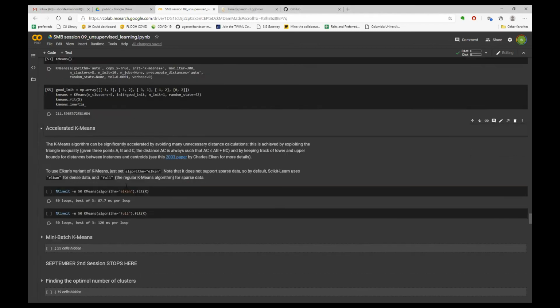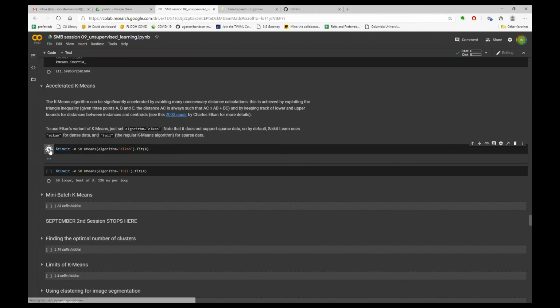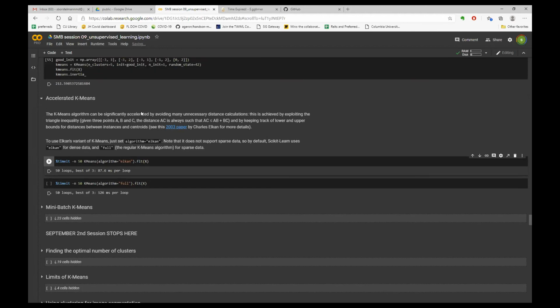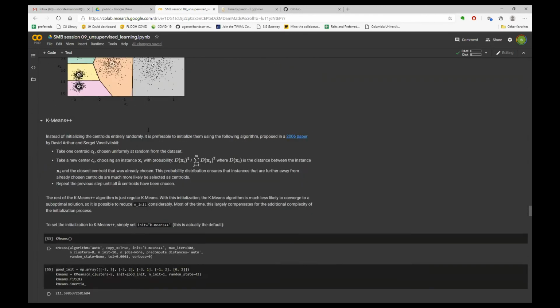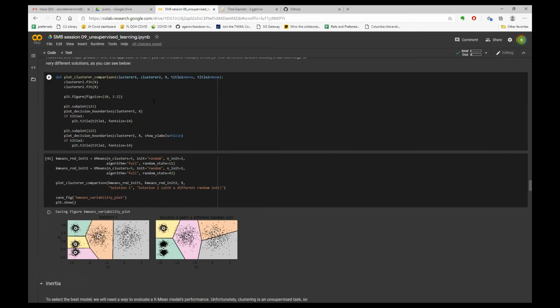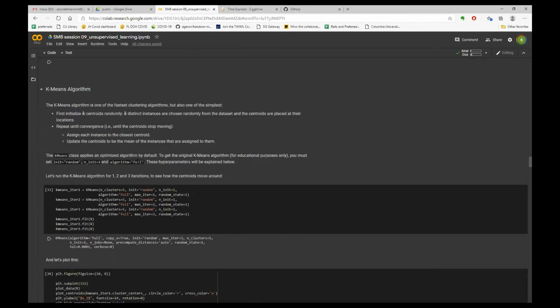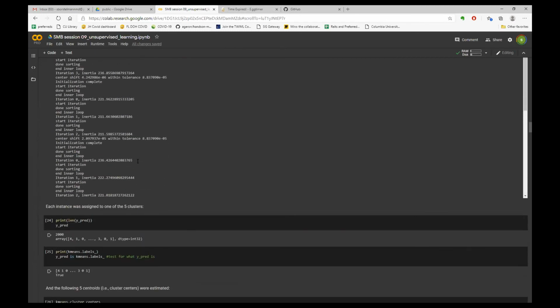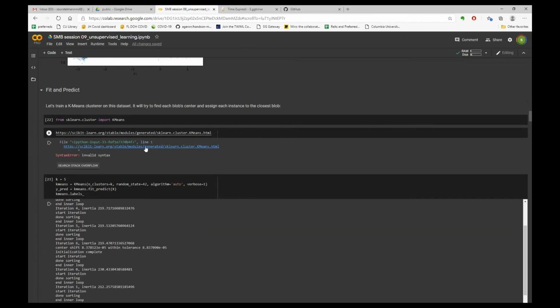Accelerated k-means, this is a trick that they're using to basically compute it faster. So the main point of this is the algorithm that you're using. We've been using algorithm equals full, okay? You can use a few different things. I think, if I recall, you can use auto, full, or Elkan. Let me see if I can, yeah, here we go.